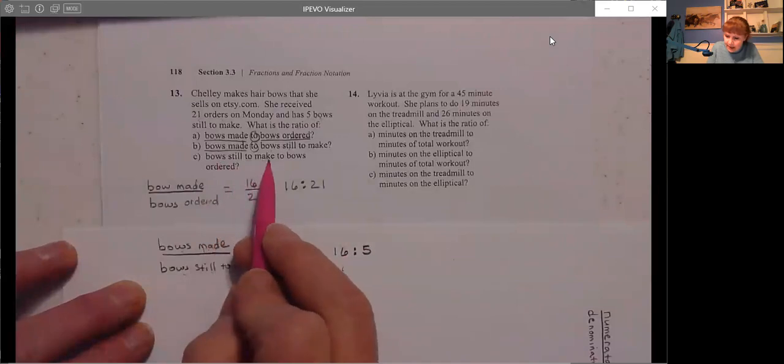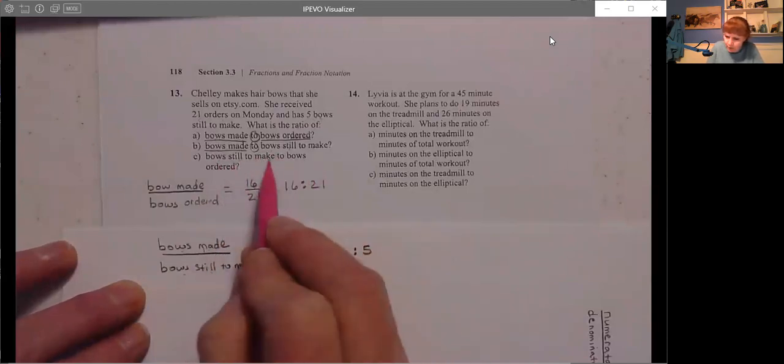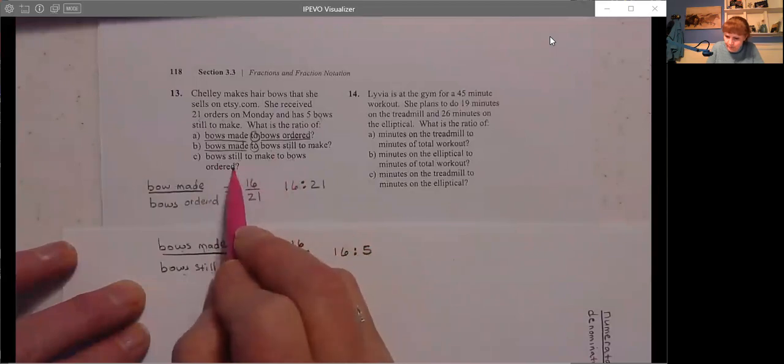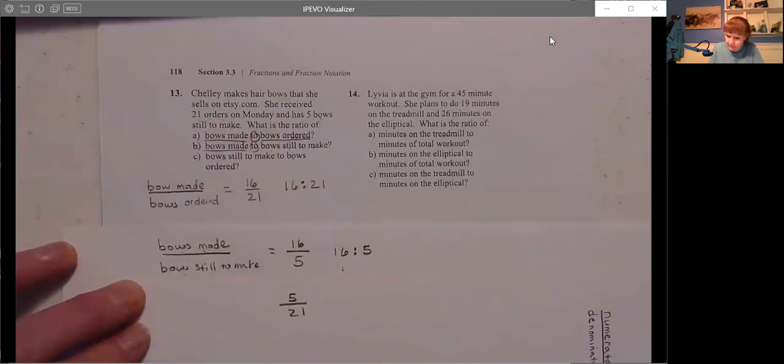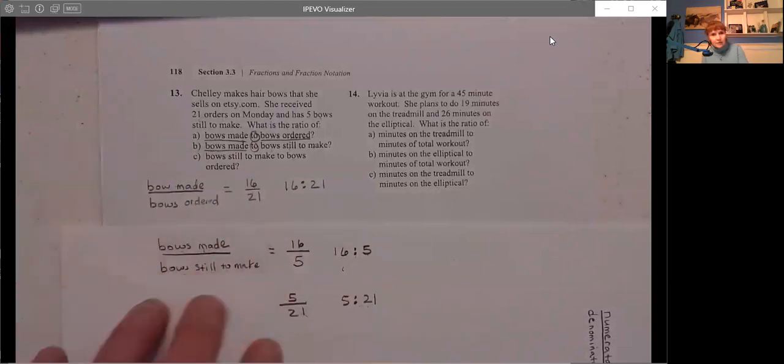Let's do the last one. Bows still to make, which is 5, over bows ordered, which is 21. It may want a fraction, or it may want a ratio. That is read 5 to 21, or 16 to 5. I think it wants a fraction, but just in case, if you see this, they mean the same thing. I hope that you understand how to do those.